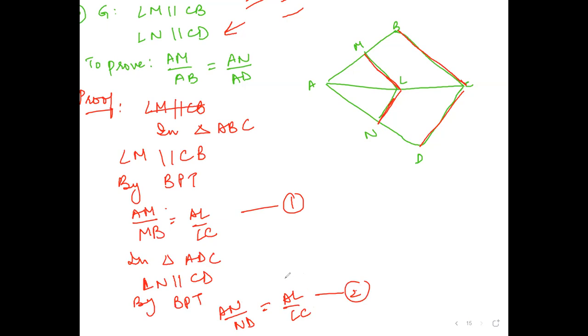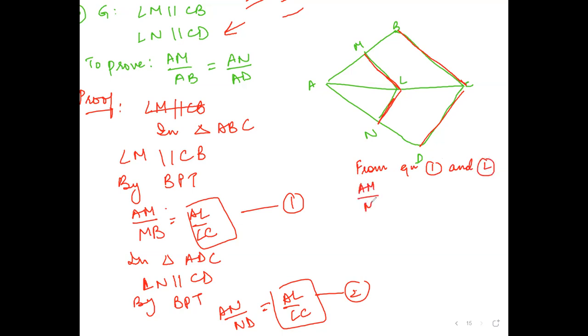Now, if you look at your result number 1 and 2, both sides you are getting AL upon LC. So RHS is same in both. That means their left hand side is also same. So from equation 1 and 2, you get AM upon MB is equal to AN upon ND.